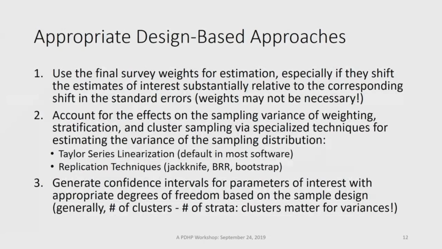Okay, so we've talked about design-based versus model-based. What would be considered appropriate design-based approaches, given everything that we've discussed so far? Point number one: use those final survey weights for estimation, especially if they shift the estimates of interest substantially relative to ignoring the weights, without changing the standard error substantially. This gets back to what I was saying earlier. Look at the correlations of your weights with your variables of interest, because the weights may not be necessary. In other words, a blind approach of just using the weights in every single analysis may give you standard errors that are unnecessarily large.